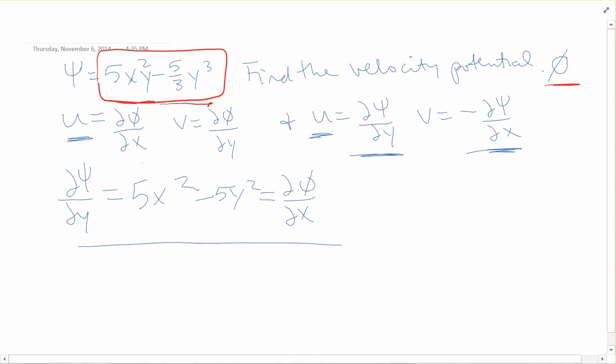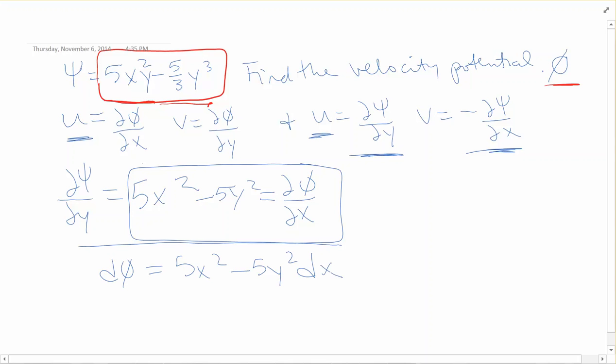Alright, so let's go through and do this one, and then we'll look at the v component next. So let's take this right here and we're going to cross multiply. If we do that, we're going to get the derivative of phi, or the velocity potential, is equal to 5x squared minus 5y squared times dx. And then we have derivatives on both sides, so of course we're going to integrate both sides. If we do that, we get that phi is equal to 5x cubed over 3 minus 5x times y squared, and then plus some constant c. So this is what we get when we look at the u component, or the x component of velocity.